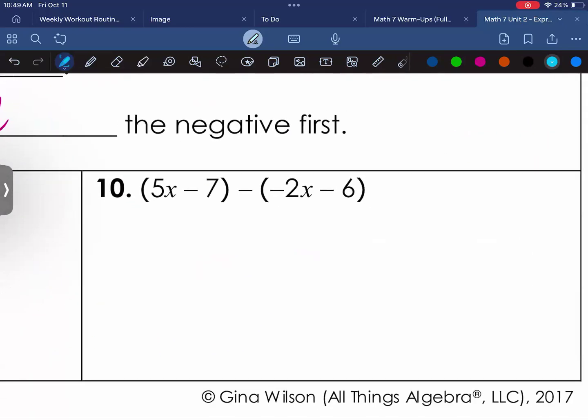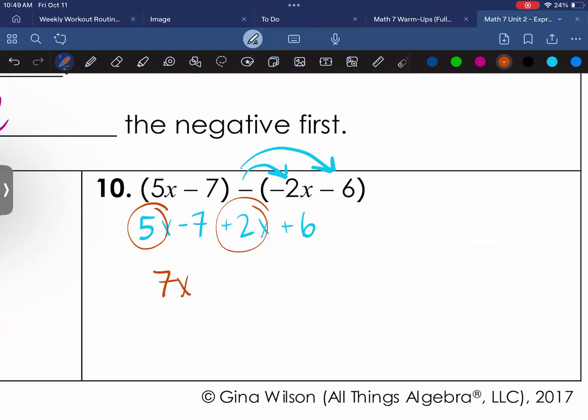Number 10. So write your first expression, just pull that straight down. We are going to distribute your negative sign to everything inside the parentheses. So now, remember that just flips the sign again. Instead of negative 2x, we have plus 2x. Instead of negative 6, we have plus 6. Now combine like terms. 5x plus 2x is 7x. Negative 7 plus 6 is negative 1. And 7x minus 1 is my final simplified expression.